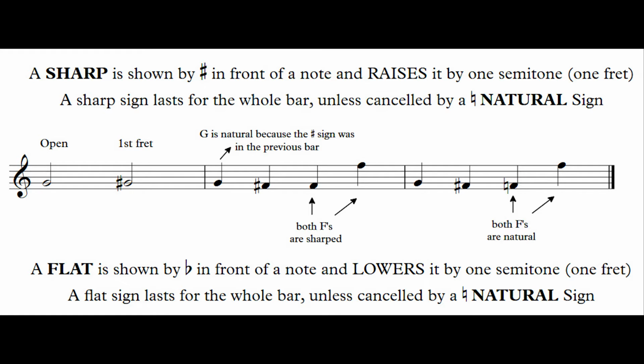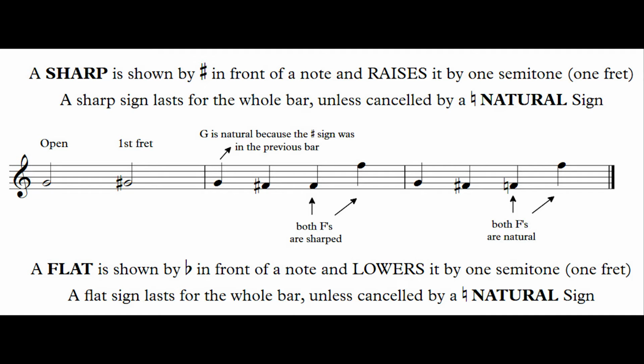First, let's take a look at the sharp sign. A sharp is shown by this mark, which looks exactly like the hashtag, in front of a note, and it raises it by one semitone or one fret. What does that mean? This means if we have, like in the first bar, the G open string, and we put the sharp sign next to it, it will raise the open string by one fret, making it G sharp on fret number 1.